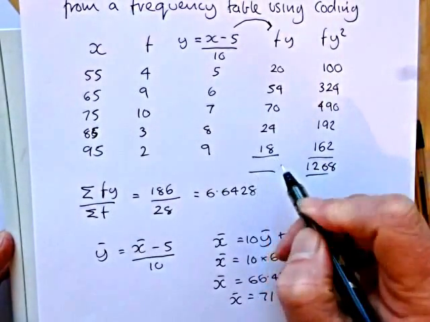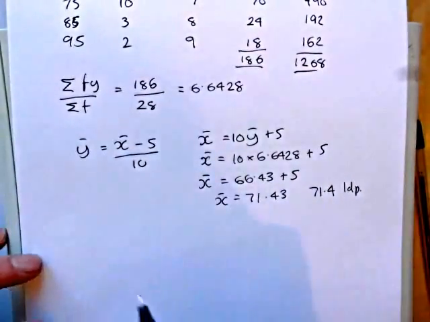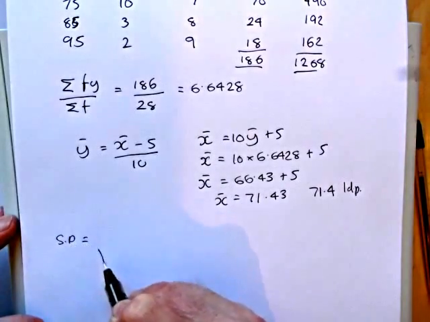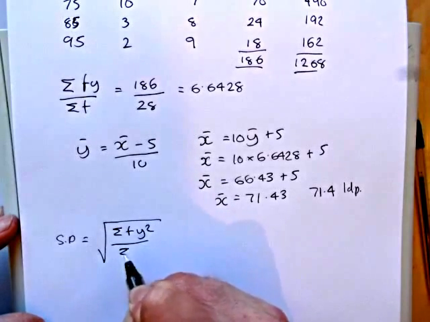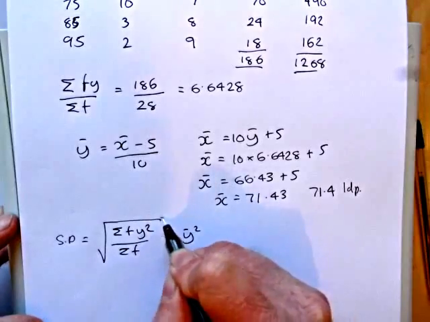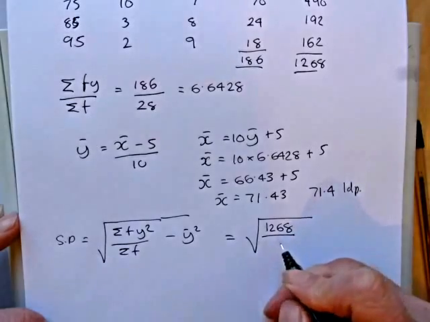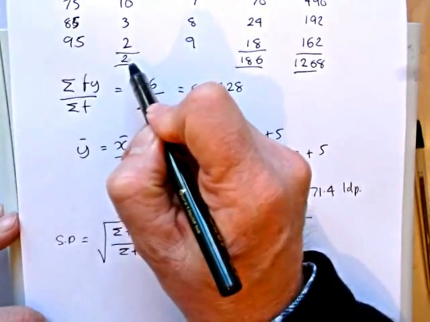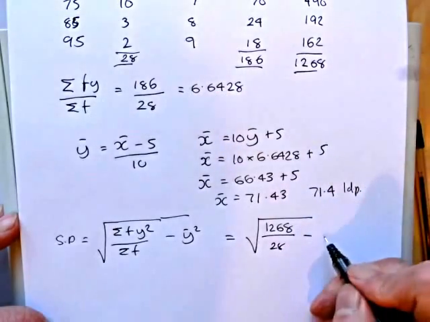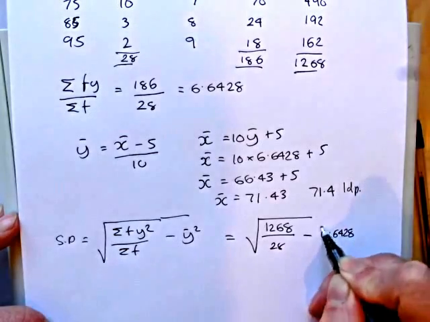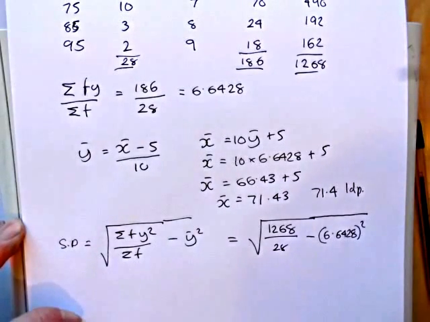I'll just put in that 186 which I worked out earlier. So the standard deviation of y is going to equal the square root of the sum of Fy squared, I'll write this all in so you can see where it's coming from, minus the sum of Fy over sum of f, all squared. So this gives me the square root of 1268 divided by the sum of f, which we made as 28 earlier, minus the mean of y, which was 6.6428, squared.